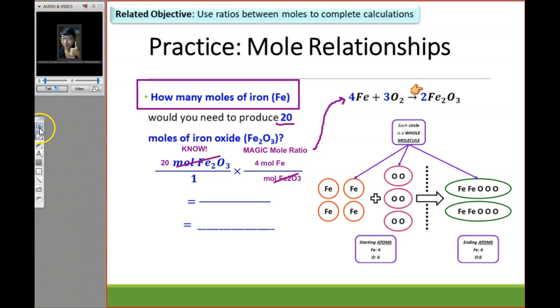Thank you. Yeah, we see the number 2 right next to iron oxide. So in our magic mole ratio goes 2 moles of iron oxide. Okay, let's go ahead and solve this. Remember, when you multiply fractions, you multiply all the numerators together, multiply all the denominators together, and then divide them. So on the top, I'm going to do 20 times 4. And on the bottom, I'm going to do 1 times 2.